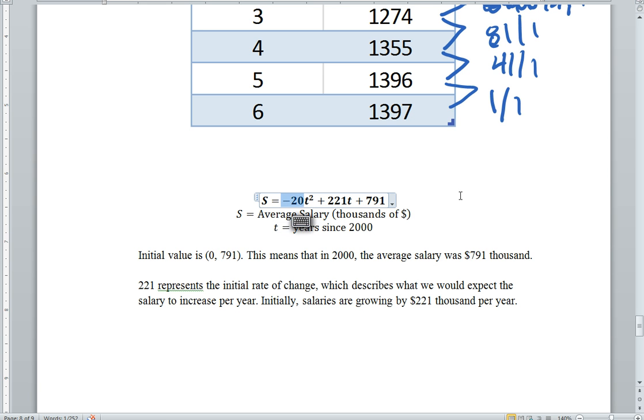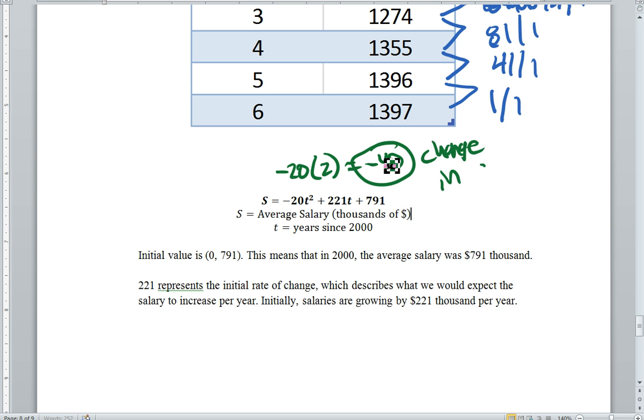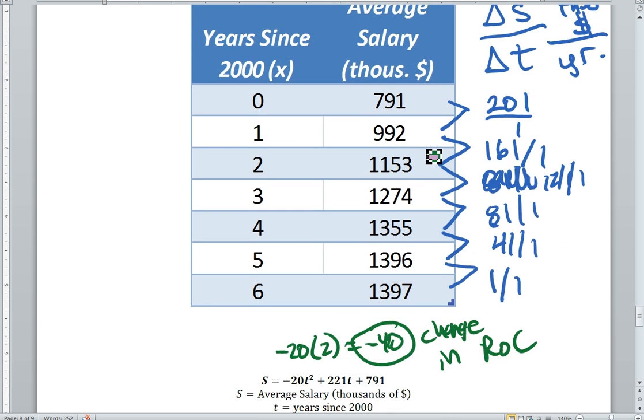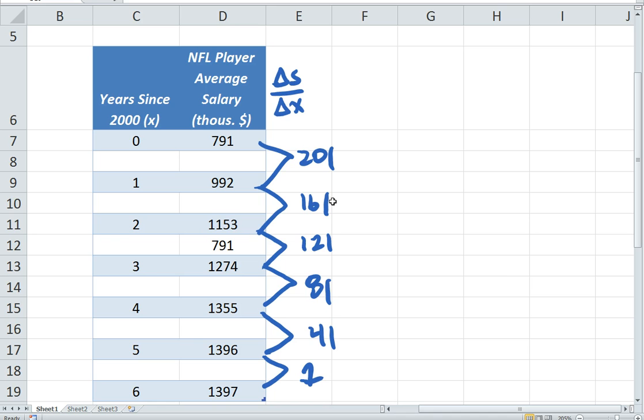Now where does this come into play? Well, earlier we were talking about how when we take this number, the negative 20, and we double it, we multiply it by the exponent, negative 20 times 2 is negative 40. And we also mentioned how this number is the change in the rate of change. Okay, so if we looked at the changes in how much the raises were going up by, in other words, you had a raise of 201, a raise of 161, a raise of 81, a raise of 41, and then between years 5 and 6, a raise of $1,000.